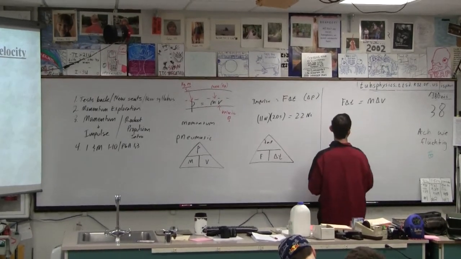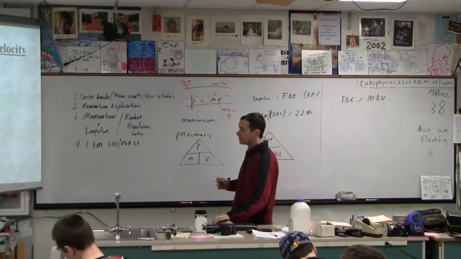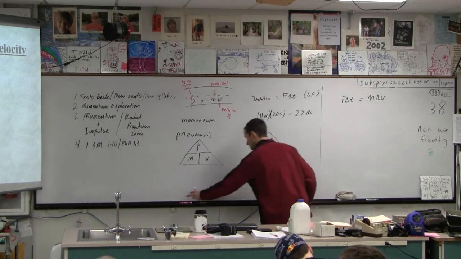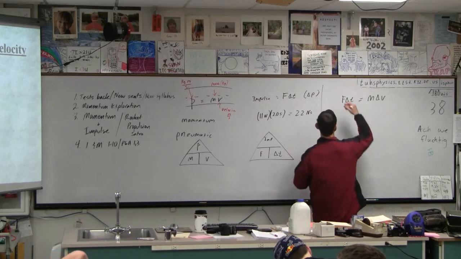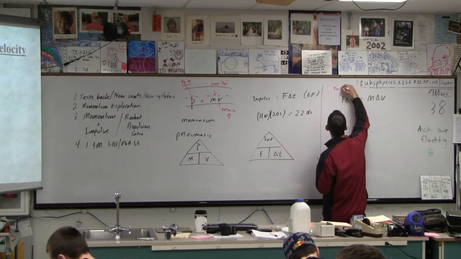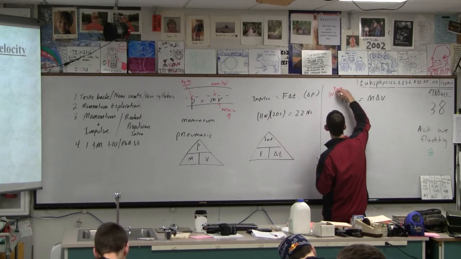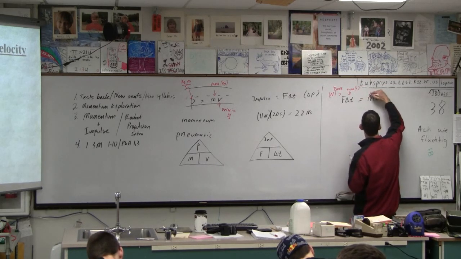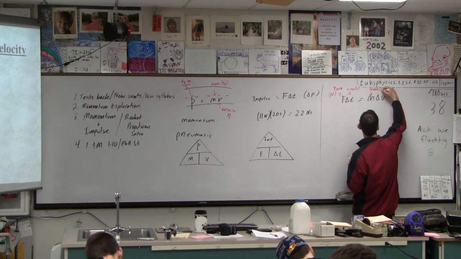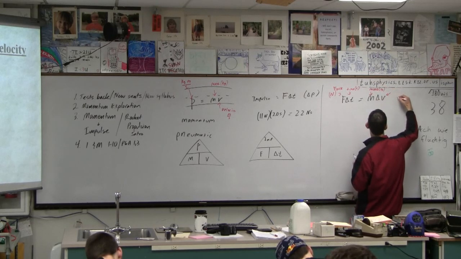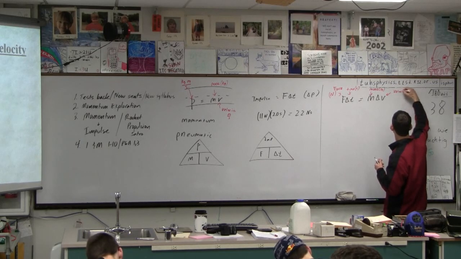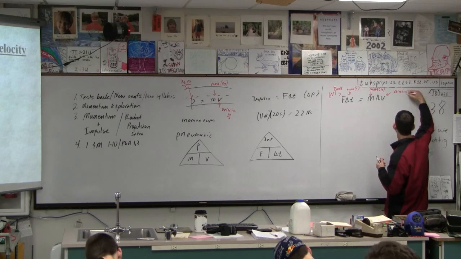so this is what we've got, and we've got probably an example. F is force, T is time. Do we know this? Right, so this is in newtons. This is time in seconds. This is mass in kilograms. And this is change in velocity in meters per second.